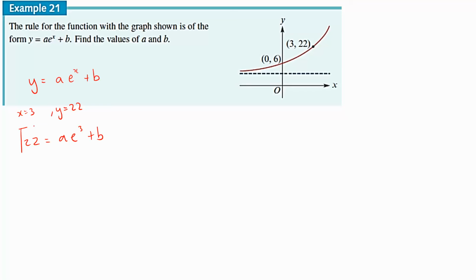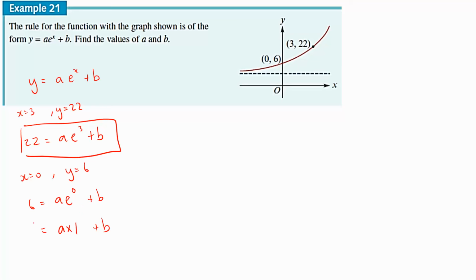Wait, let me just delete that part. So this is your first equation. Your second one, if you sub in when x equals 0, y equals 6. Now let's have a look at that. You get 6 equals a times e to the power of 0, plus b. But we all know e to the power of 0 is 1. But does this whole thing become 1? No, because we have to realize it's a times e to the power of 0. A lot of students write 1 here, and that's wrong. This actually just means a times e to the power of 0, which is 1, plus b equals 6. So your second equation now is 6 = a + b.